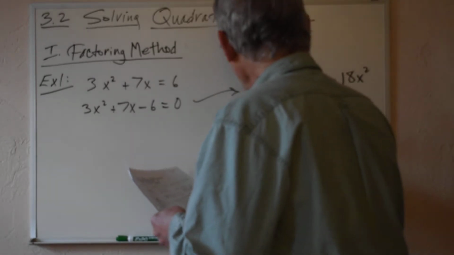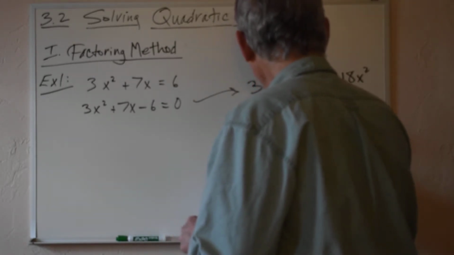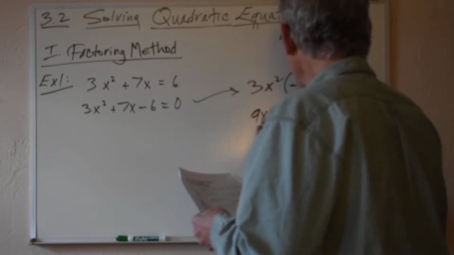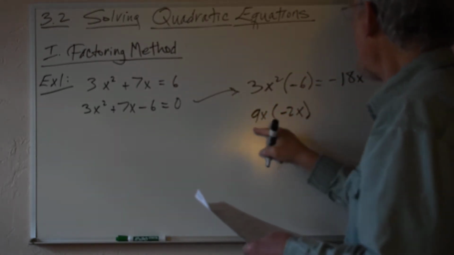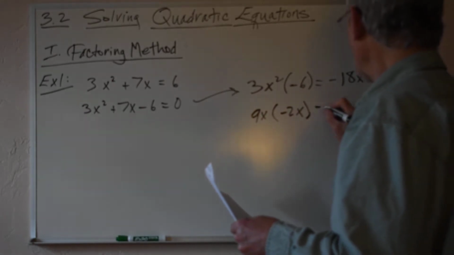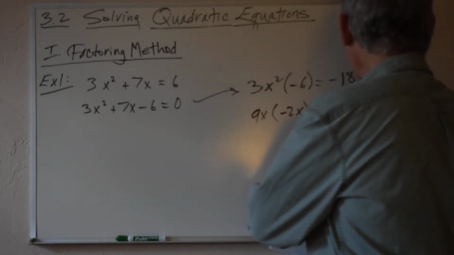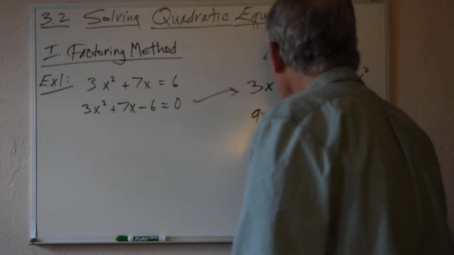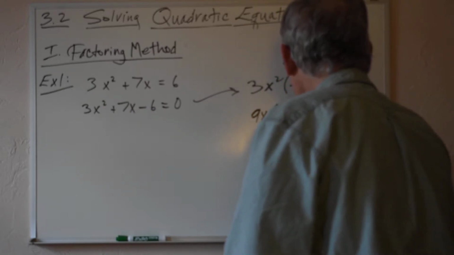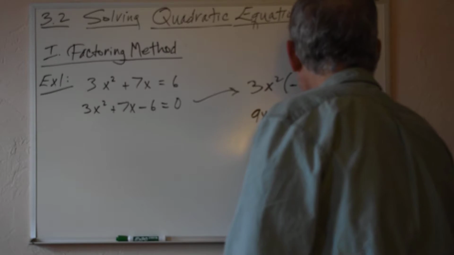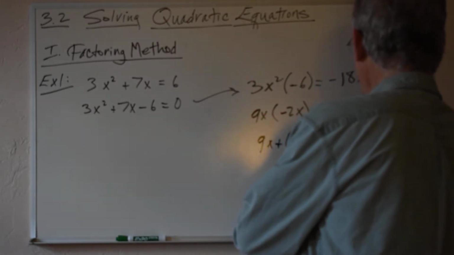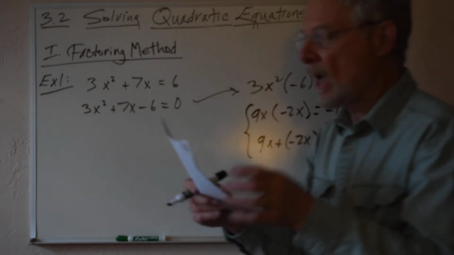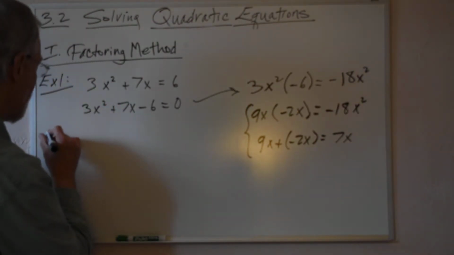Now, I observe that 9x times negative 2x gives me that minus 18x squared that I want. And 9x plus negative 2x equals 7x, which is my middle term. So this is the combination I want. I want to break up 7x this way.